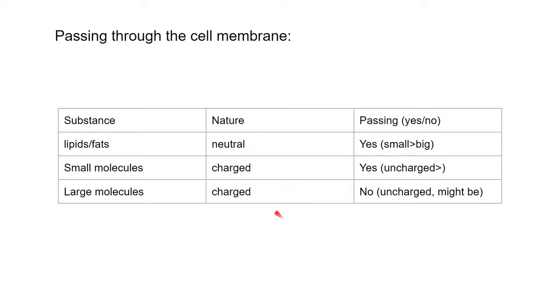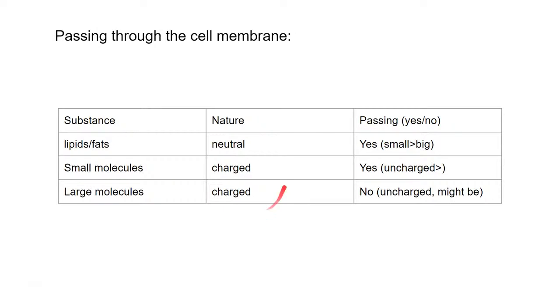Okay, so then we need to understand the substance and what passes and what does not pass. Lipids and fats are neutral, and anything that's neutral is easier to pass because hydrophobic and hydrophilic properties are not being affected, and smaller things will obviously pass easily as compared to bigger things. Again, smaller molecules that are non-charged will pass. But what if they're charged? We talked about lipids and fats generally, which are uncharged molecules. They do pass, right? But smaller pass more than big.